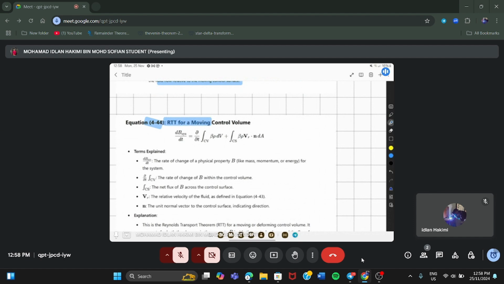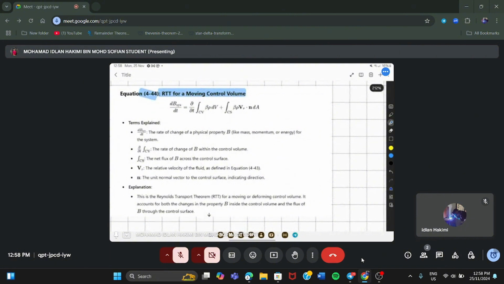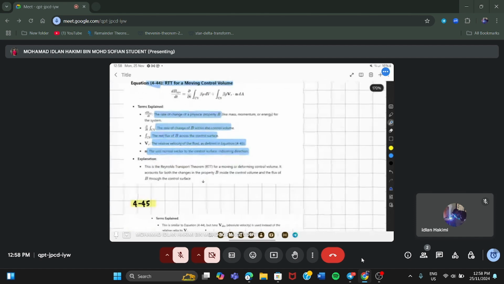And equation 4.44 is the RTT for a moving control volume. In this, the term dB system over dt is the rate of change of physical property B, and the integral is the rate of change of B within the control volume. The integral over the control surface is the net flux of B across the control surface. V R is the relative velocity of the fluid, as we defined in equation 4.43 before, and n is the normal of the control surface indicating the direction.